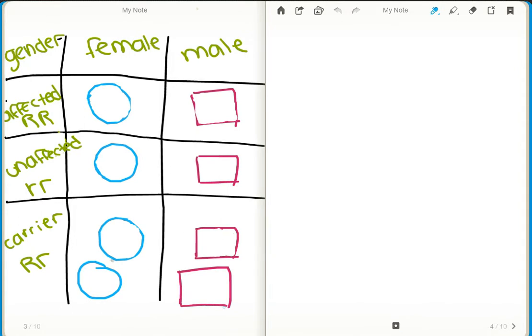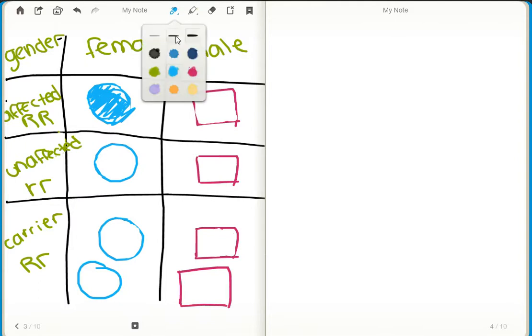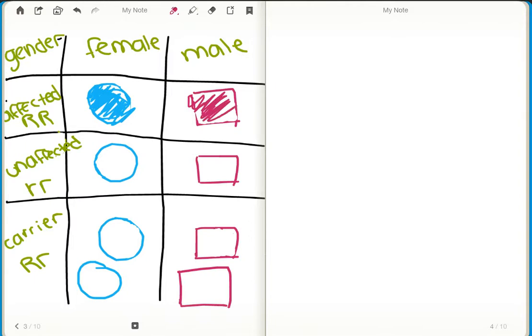let's figure out what the symbols mean in a pedigree. The first thing is, let's do homozygous dominant for female. So that's going to be colored in. So we're going to color that in. And females are always circles and males are squares. So that's if someone has the trait and they are phenotypically dominant for it too.